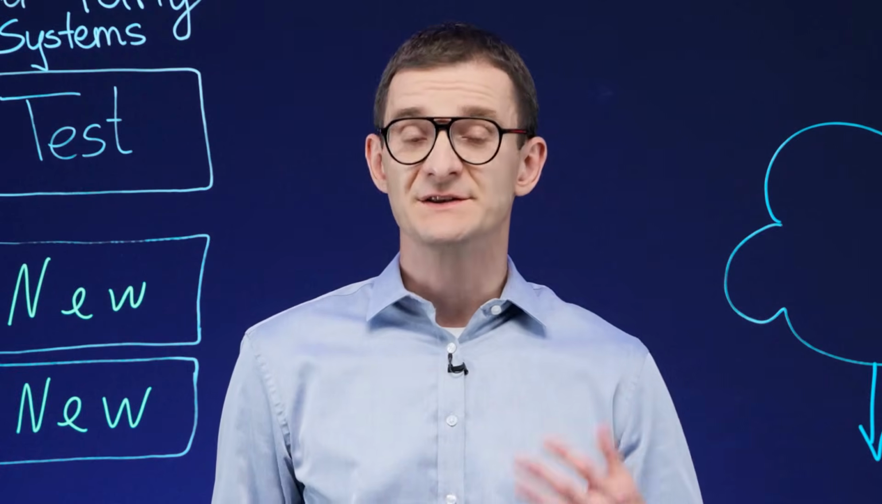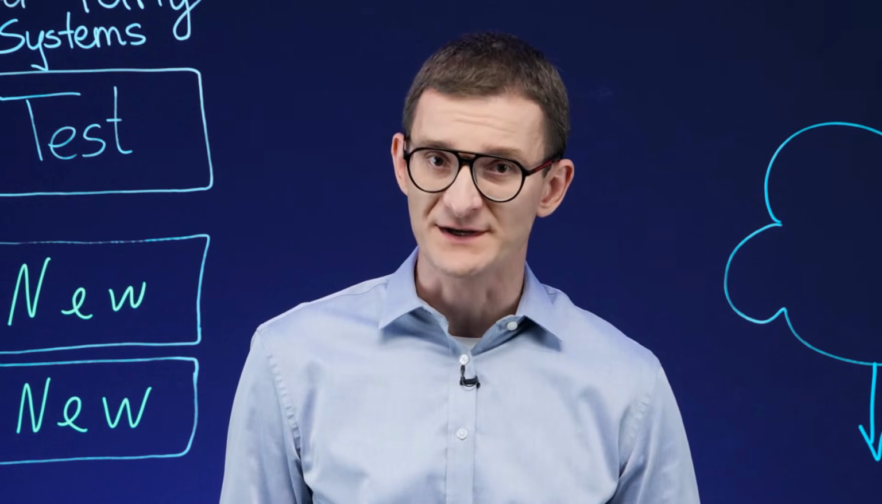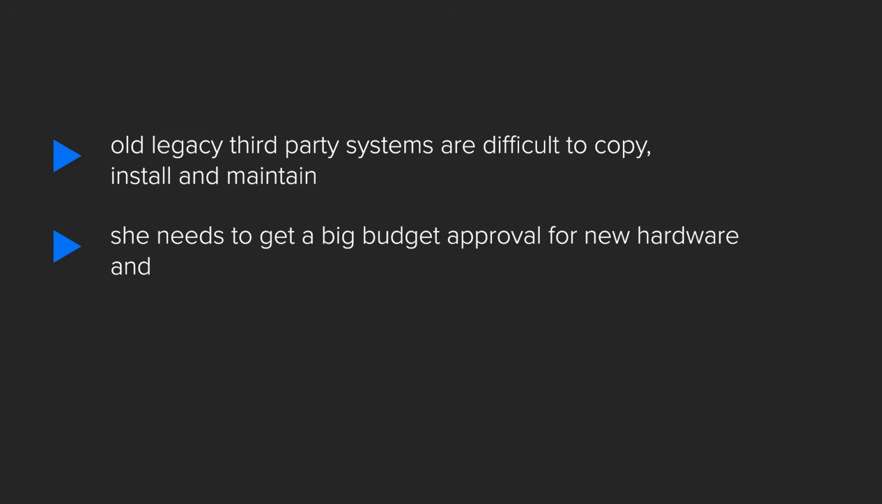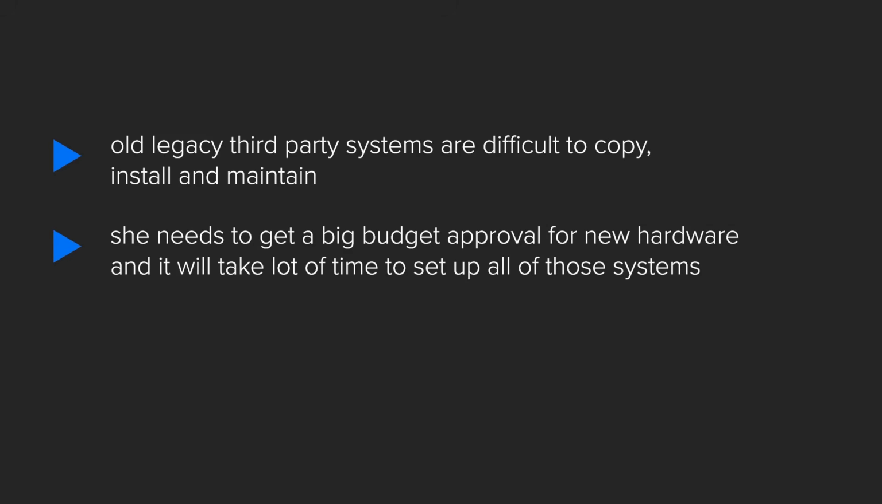What does that mean? Needless to say, Sarah is pretty worried, as she knows about 2 things. Old legacy third-party systems are very difficult to copy, install, and maintain. And of course, the second thing, she needs to get approval for a big budget for the new hardware. And it will take a lot of time to set up those systems.